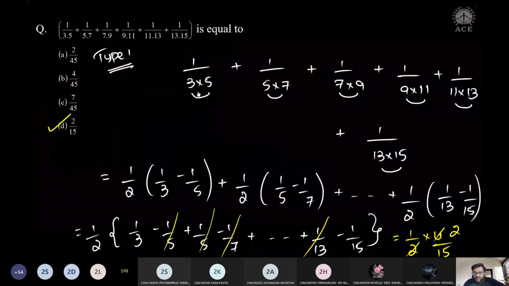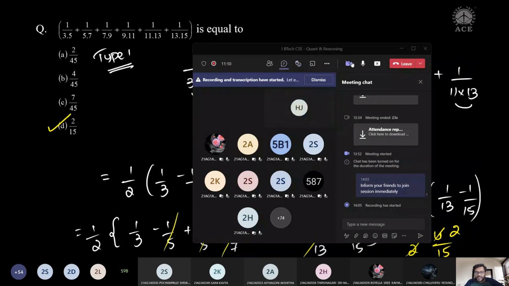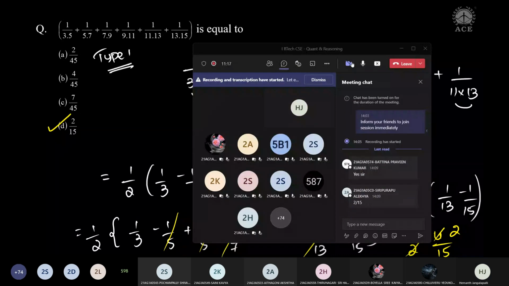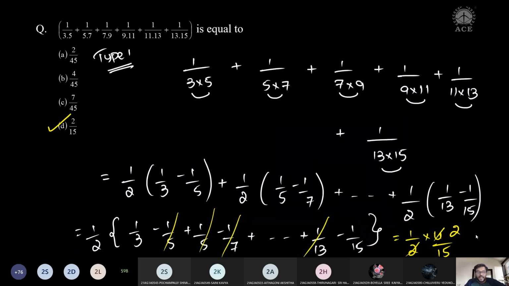Option D. So guys, is there any issue? Is everything audible? Can you mention that in the chat box? I didn't get any response in the chat box till now. That's what is worrying us. Yeah, fine. Okay, it's audible and everything is fine. Good. Fine, no issues.